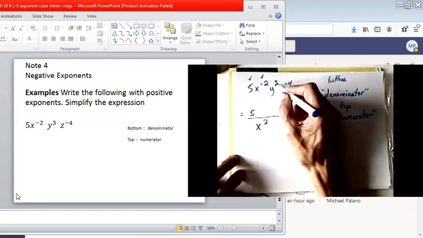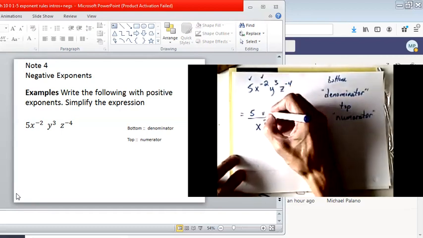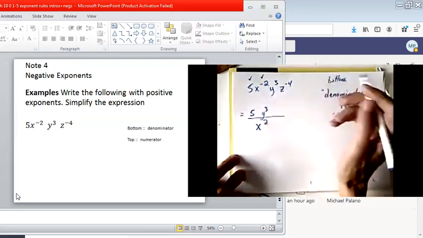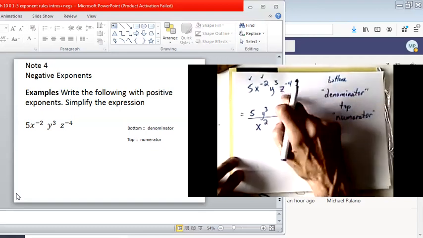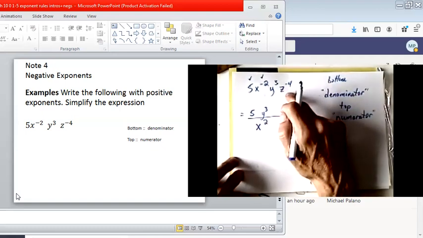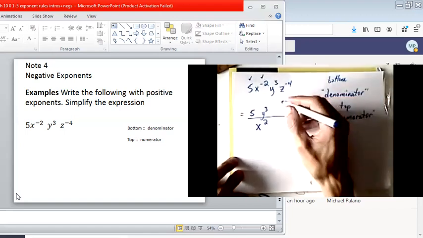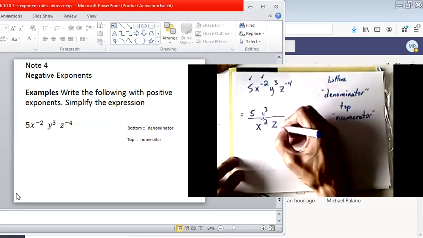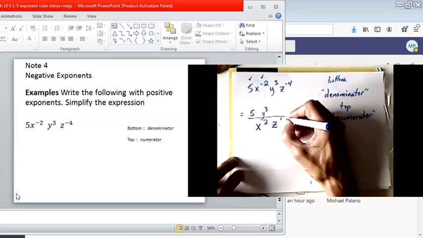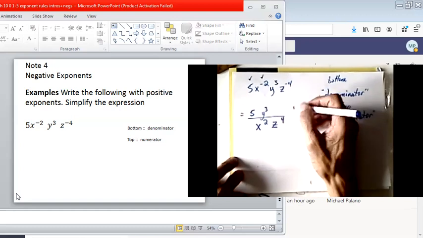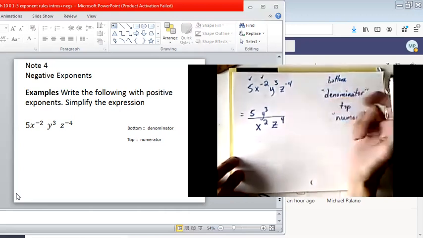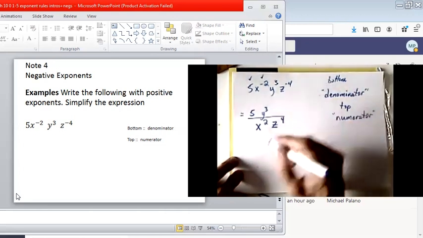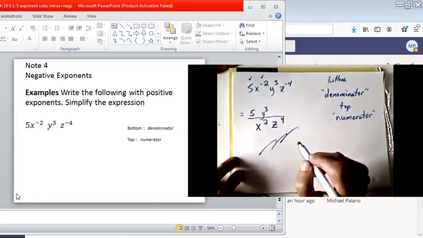This is y to the plus 3. That stays in the numerator. And then the z to the minus 4, that goes to the denominator, goes to the bottom. So it'll be z to the 4, but it'll be plus, because it's switched from the top to the bottom. Finished.